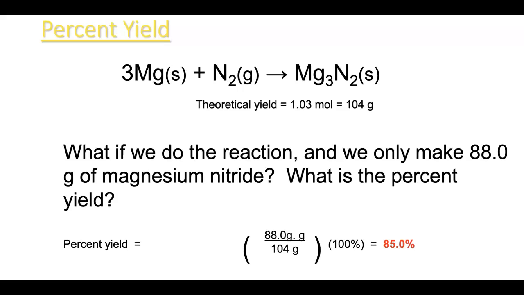So if you can do all of these stoichiometry type problems, going from atoms to moles, moles to grams, and back and forth, and using your balanced equation to convert from moles of one chemical to moles of another chemical, you should be in great shape.